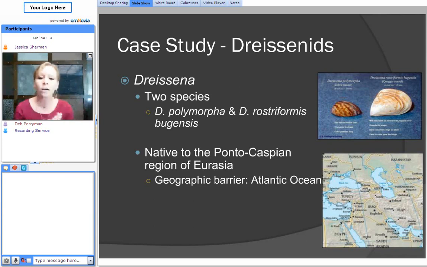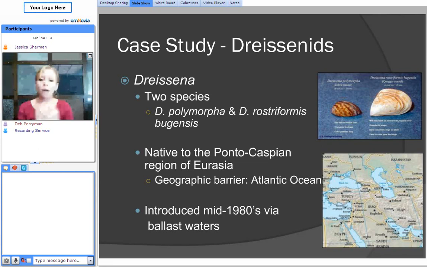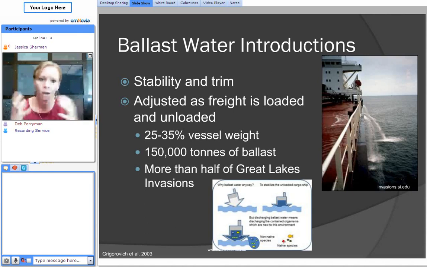And they had to overcome the geographic barrier of the Atlantic Ocean in order to be introduced to the Great Lakes. And so they did this by hitching a ride in ballast waters. So these zebra mussels, or dreissenid mussels, were introduced into the Great Lakes in the mid-1980s by being released through the ballast waters of ships. Now, ballast waters are what you can see exiting the ship in the picture on the right.